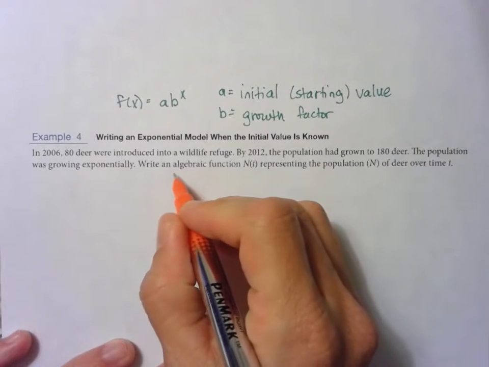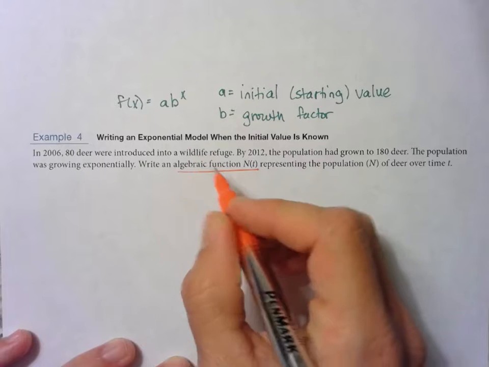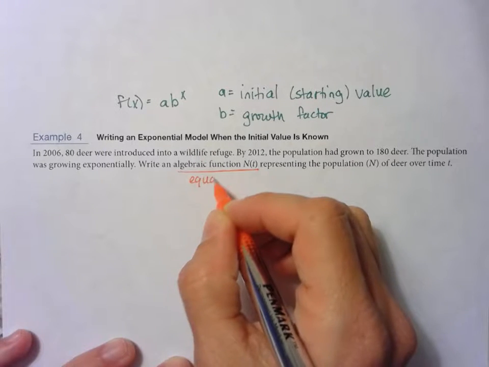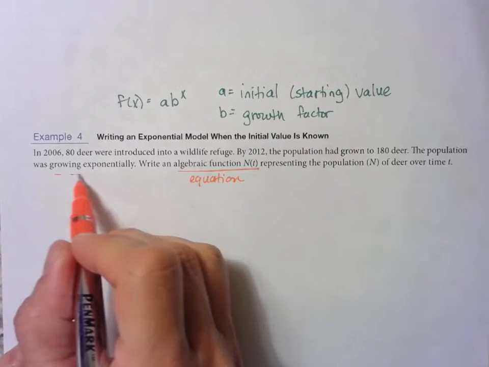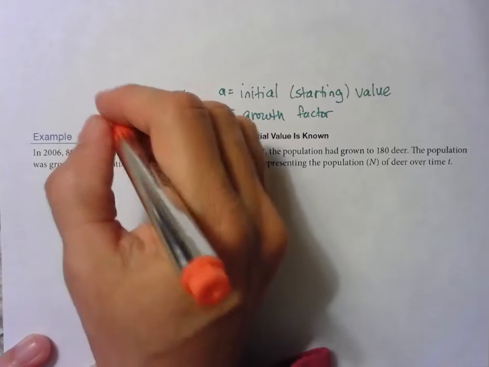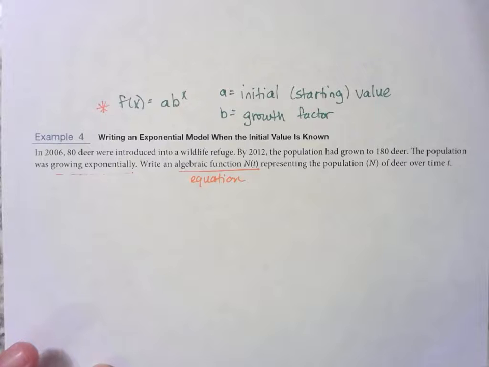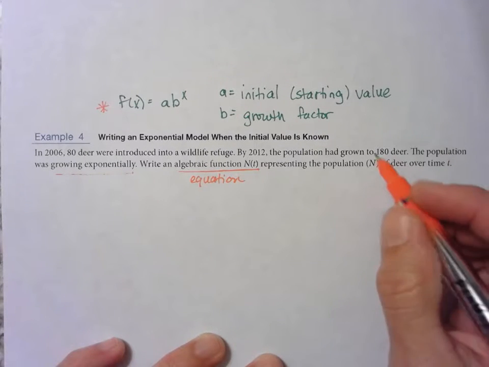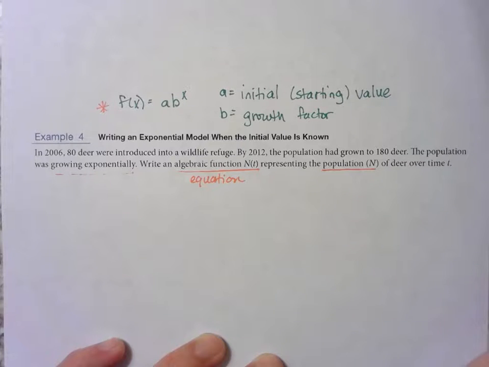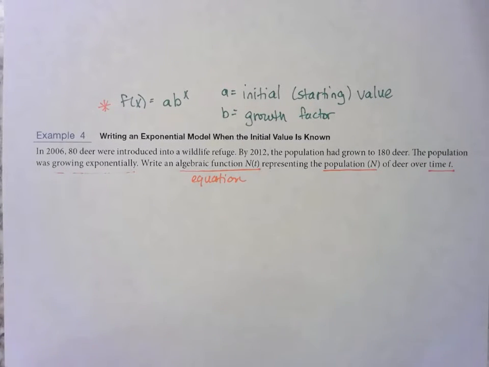Write an algebraic function, n of t. That just means write an equation. And our equation is the growing exponentially equation. That's going to be this one right here. In this function that we're making, population is n and time is t.